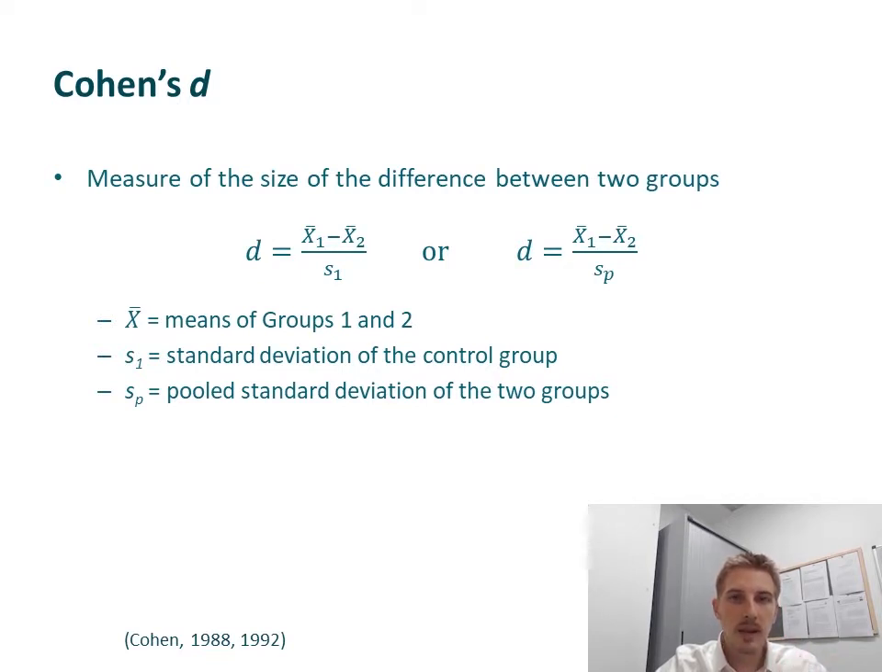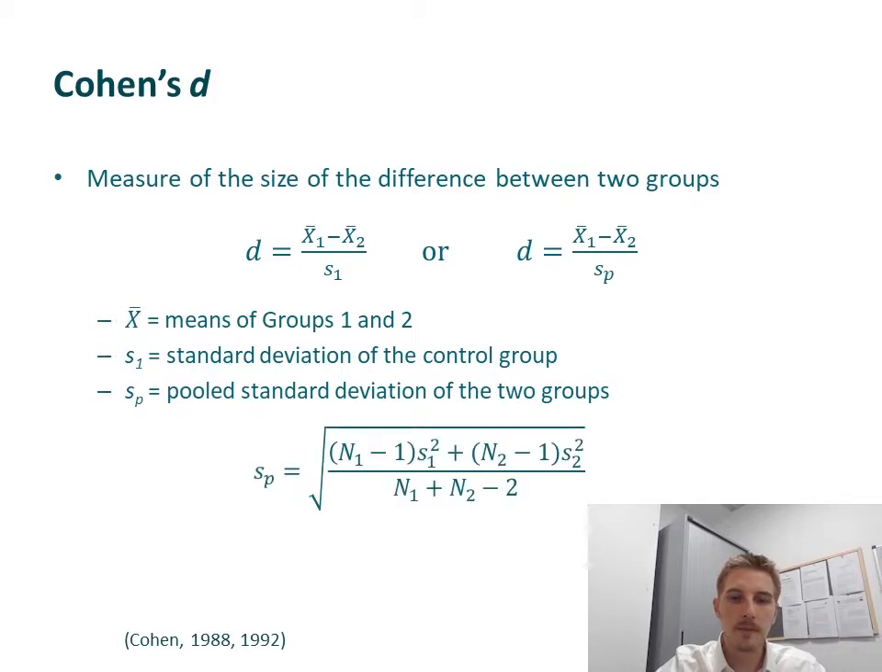You can use either formula. Either you will prefer to use the standard deviation of the control group, or you will prefer to use the pooled standard deviation of the two groups if you don't have a control condition. And in order to calculate the pooled standard deviation of the two groups, you will need to use the variance of the two groups and the sample size of the two groups and follow the formula which is on the slide.